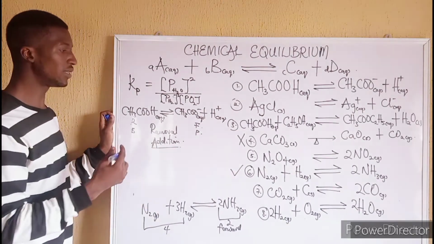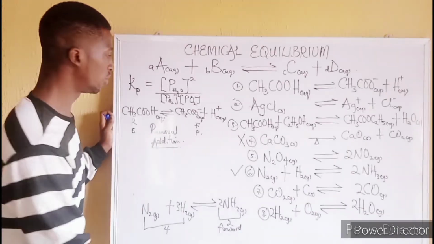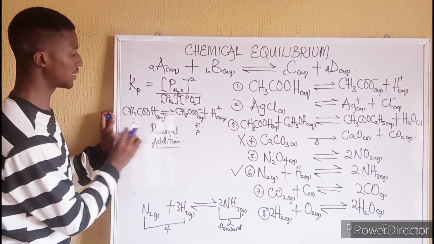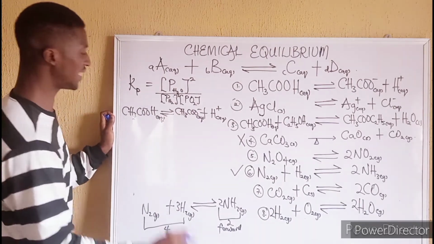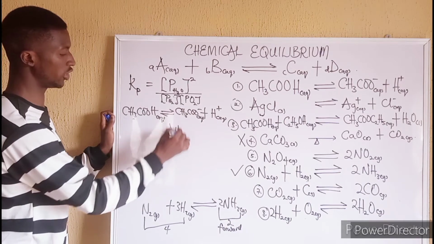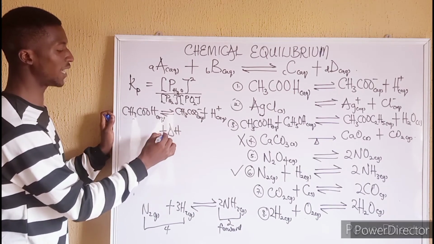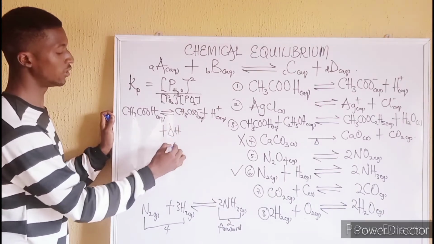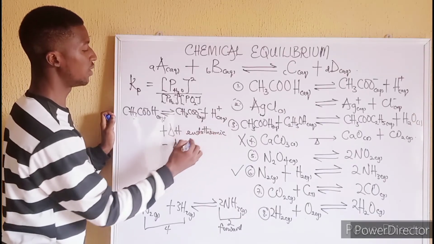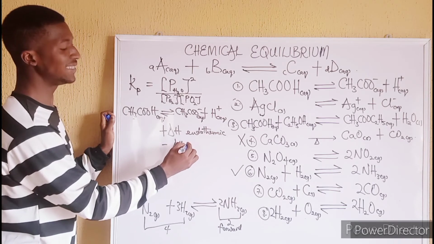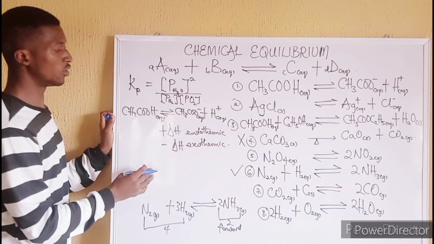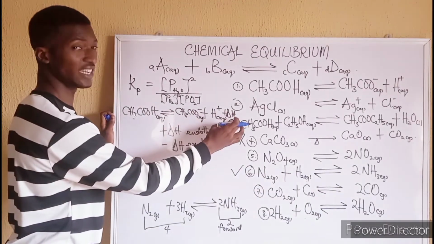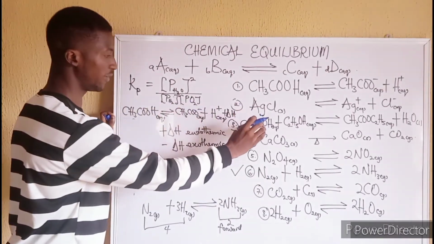Now let's come to the last aspect, which is temperature. Considering temperature, for instance, temperature only affects systems that are denoted with delta H, and this enthalpy change can either be positive or negative. When it is positive, it's taken to be endothermic, and when it is negative, it's taken to be exothermic. So when a reaction is represented with endothermic, the forward reaction is favored.